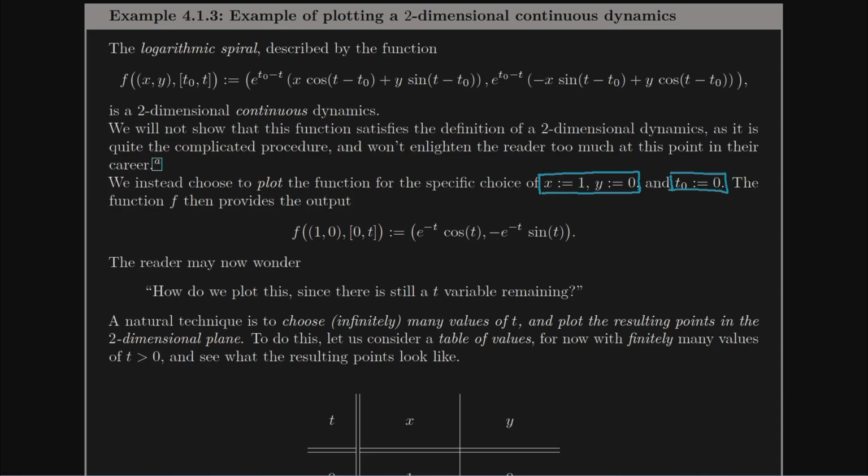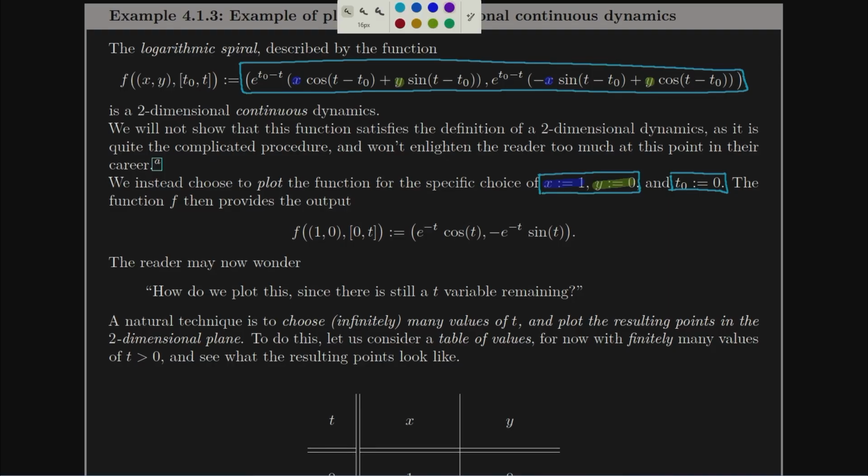And if I just go ahead and look at the output of my function, at each x, I replace this with a 1, so that's going to be a 1, that's going to be a 1. At each y, I'm going to replace it with a 0, so that's going to be a 0, and that's going to be a 0. And every t0, I'm going to replace with a 0.